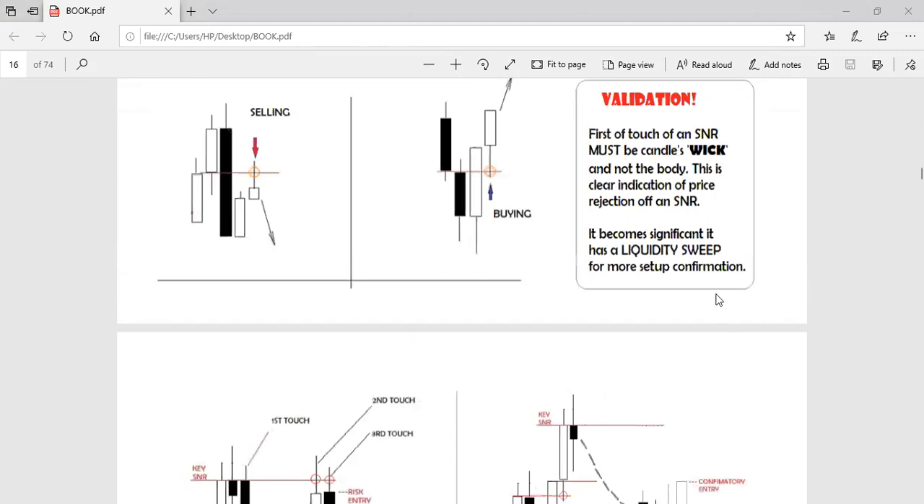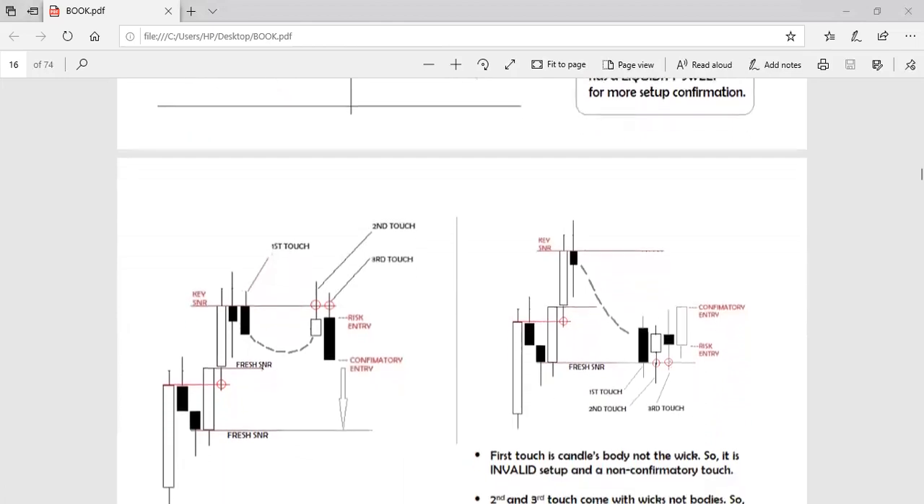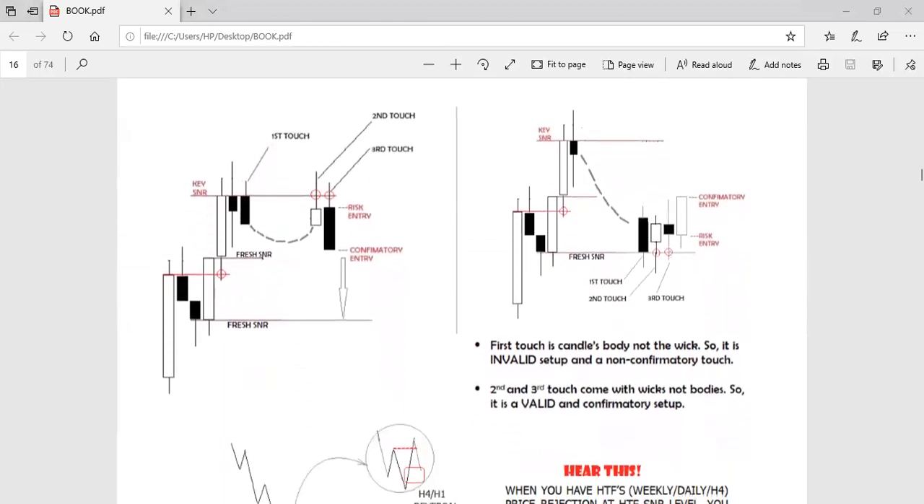I told you that the first touch of an SNR must be weak. It could be a single candle touch, or there's a wick before the touch. You come into that wick. So this is the first touch. Is body. This is an invalid touch. You don't trade this. You want to see this before you trade, before you sell it to it. You don't sell it to it.